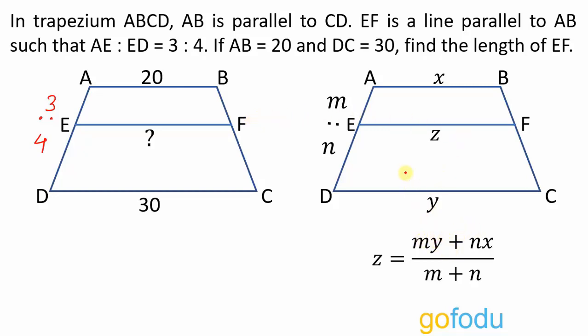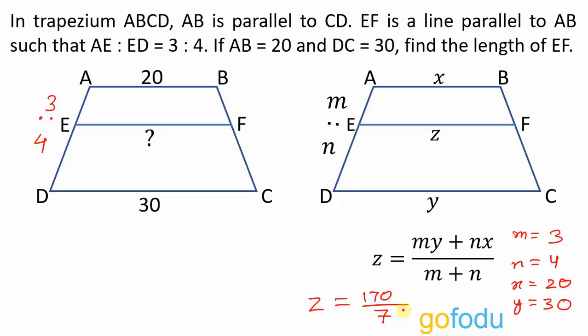where point E divides AD in the ratio m:n, and the length of AB is x, the length of CD is y, and the length of EF, that is z, could be calculated using this formula. If we substitute the values, we have m as 3, n as 4, x as 20, and y as 30. Put the values and we get 3 into 30 is 90 plus 4 into 20 is 80. 90 plus 80 is 170 upon 3 plus 4, 7. z will come out to be 170 upon 7.